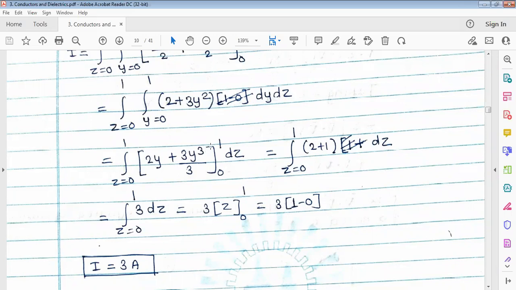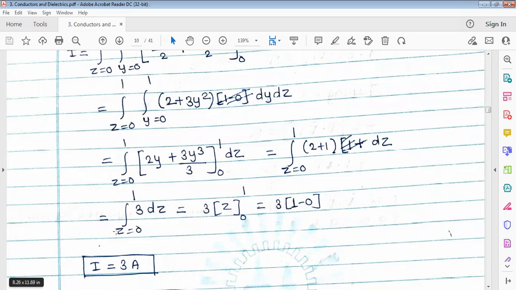2 into 1 minus 0 means it is 2, plus 3 gets cancelled. Again it is 1 cube. So what is 1 cube? 1 cube is again 1, minus 0 means 1. So the answer is 2 plus 1 into dz, that is 3 dz.